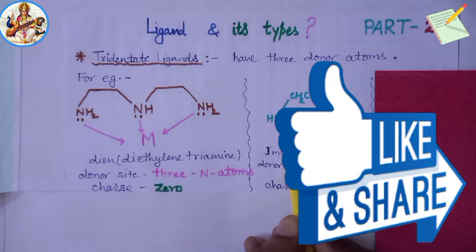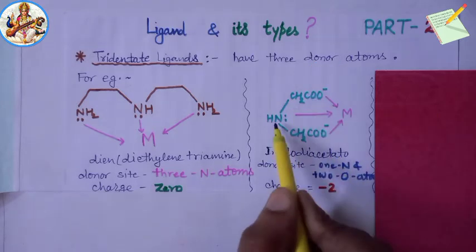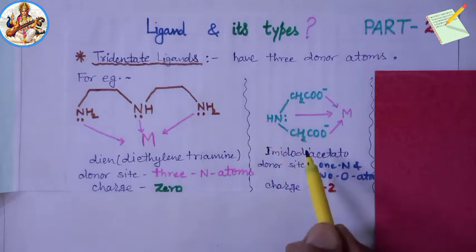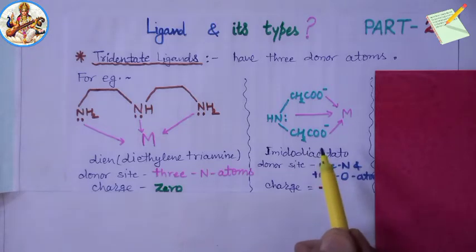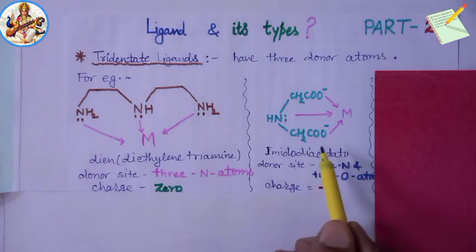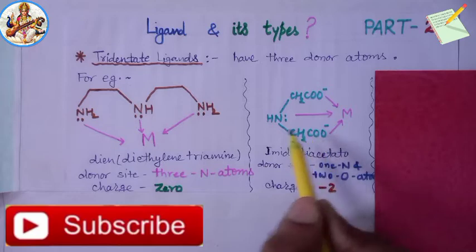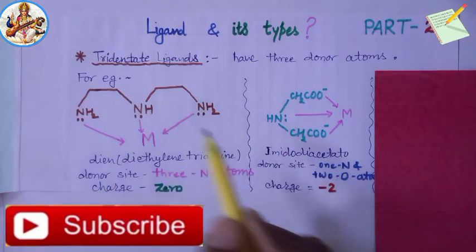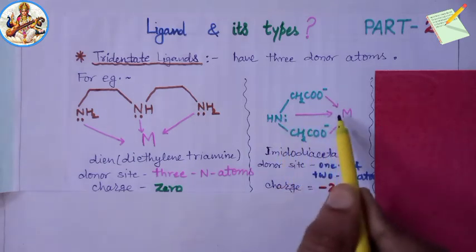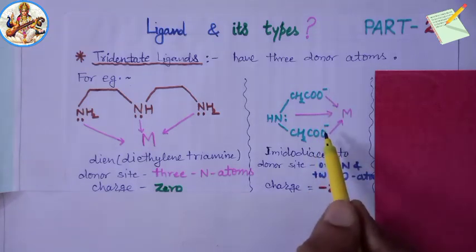Next example is imido diacetato: CH2COO minus, NH, CH2COO minus. We know that CH3COO minus is the acetate ion, so in ligand form it is acetato. So imido diacetato is a tridentate ligand. Donor sites are 2 oxygen atoms and 1 nitrogen atom, and charge is -2.